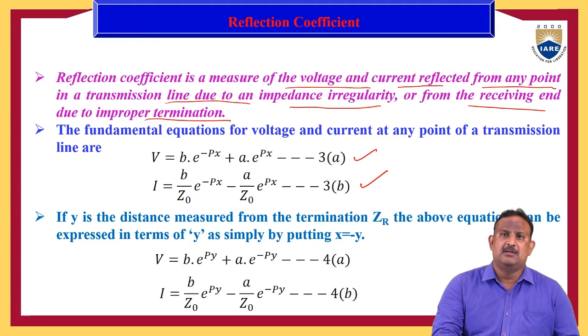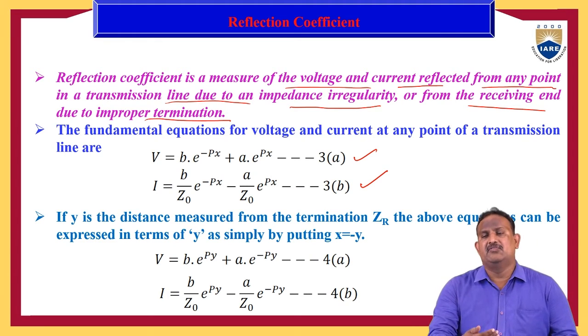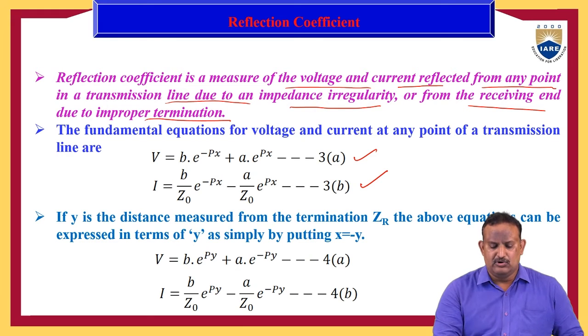X is the distance measured from the sending end, whereas Y is the distance measured from the receiving end. Therefore, in place of x, I am substituting minus Y. The voltage equation becomes V equals B e power Py plus A e power minus Py, and the current equation is I equals B by Z0 e power Py minus A by Z0 e power minus Py.